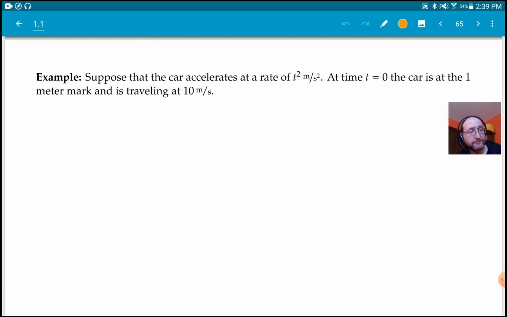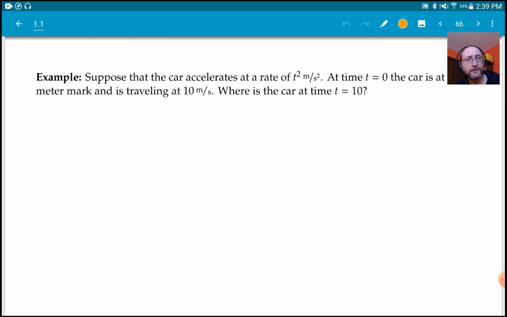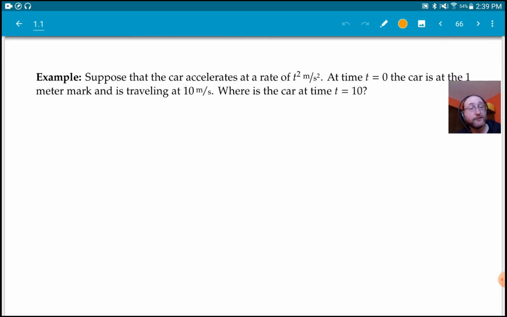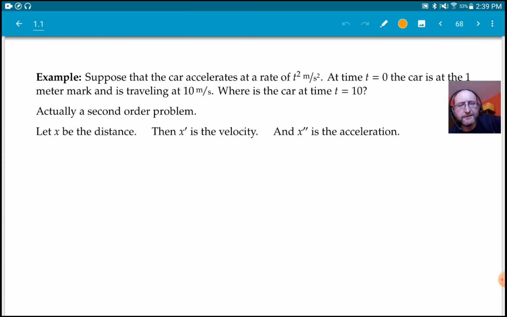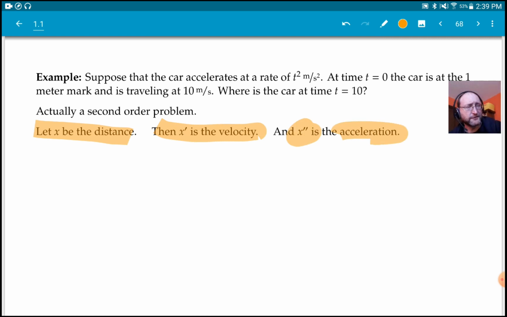At time t equals 0. So question, where is the car at time t equals 10? If you think about it, this is a second order problem. This is not really a first order ODE. This is a second order ODE. So again, let x be the distance traveled. Then x prime is the velocity, but acceleration is actually x double prime. So we didn't really think about how to solve if we have a second order.